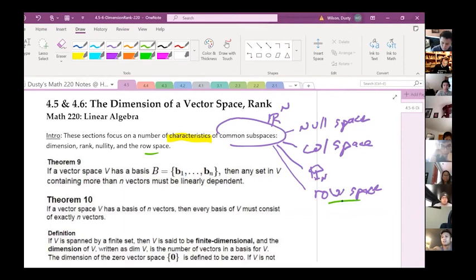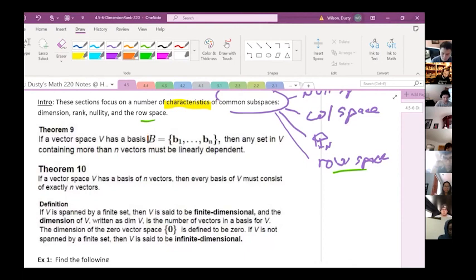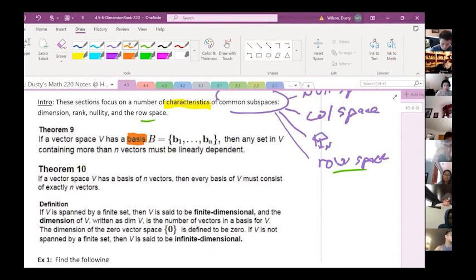Okay. So notice that if B is a basis, what are the two qualities of a basis? So I've got linearly independent and span. And so when it says that any set of V containing more than n vectors must be linearly dependent, what it's saying is if you add an extra vector in there, you're going to have too many vectors. So it will still span, but they will no longer be linearly independent. So maybe you could think about theorem 9 as being the too many vectors theorem.